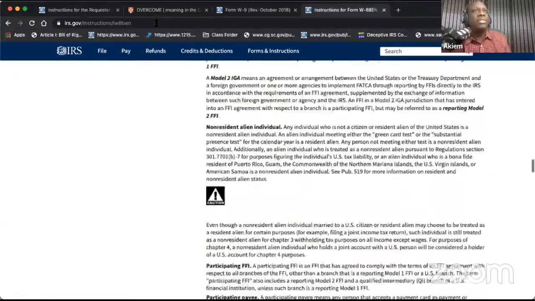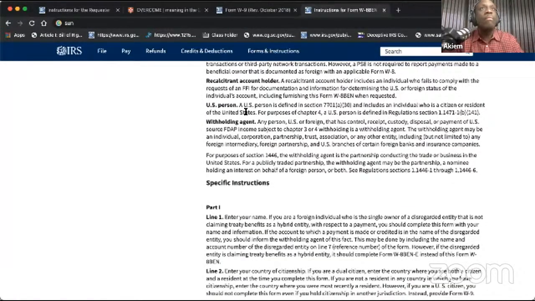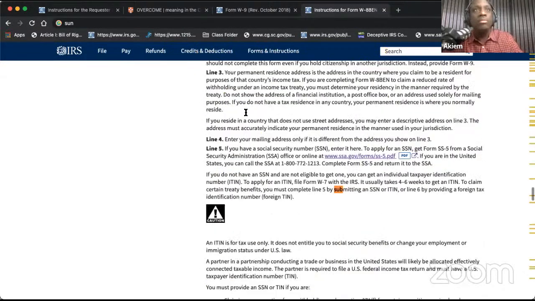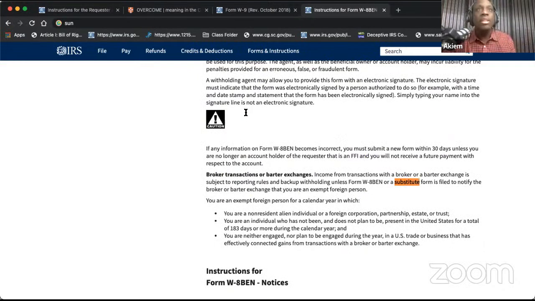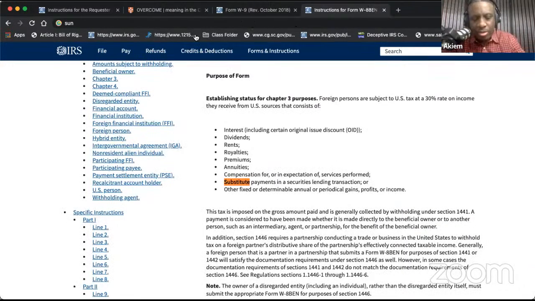Let's see. Let's do this. Substitute. Let me see. There it is right there. It says W-8 BEN or a substitute form is filed to notify the broker or barter exchange. So we're going to find substitute where it's only in two places in this document. Nope. So let's do this because there's a section in the IRS code that talks about W-8.